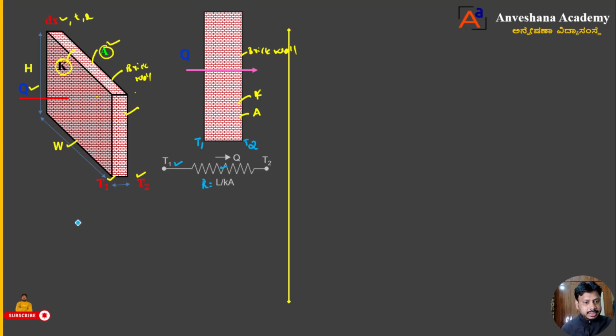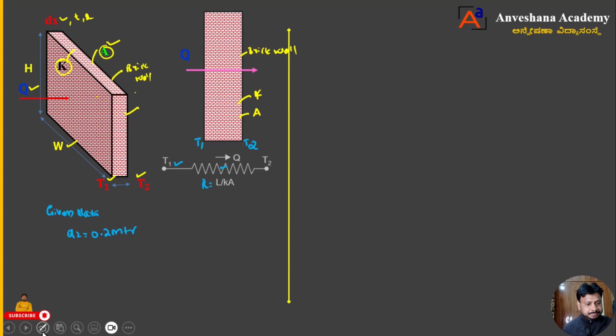Then I will list out the given data. What are the things he has given? Yes, he has given the thickness. I have drawn the diagram, right? So now, what is the thickness he has given? Thickness is equal to 0.2 meter, dear students.